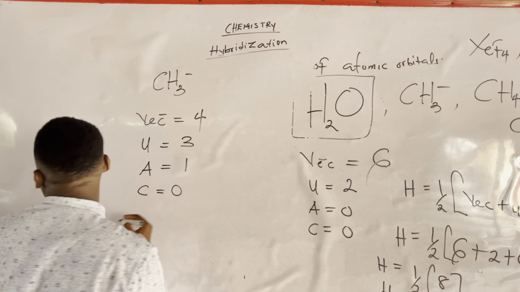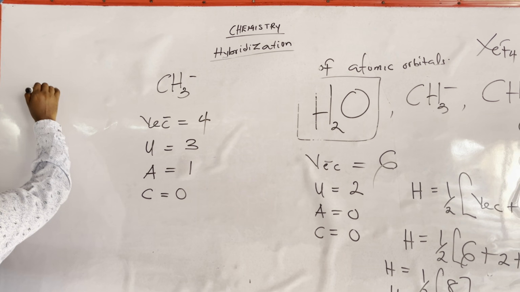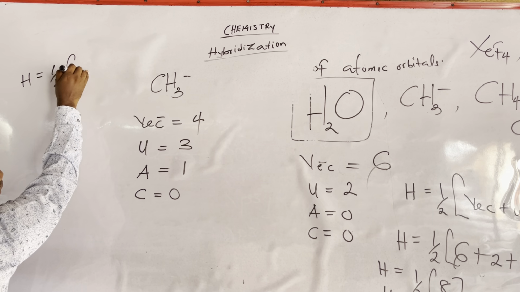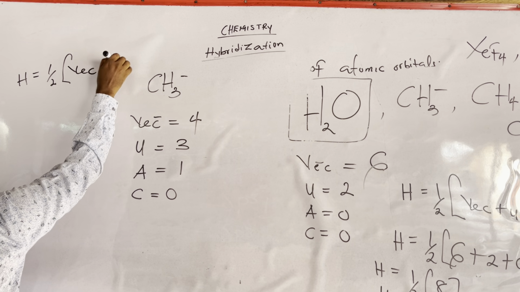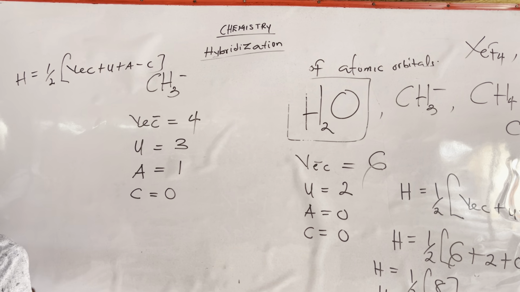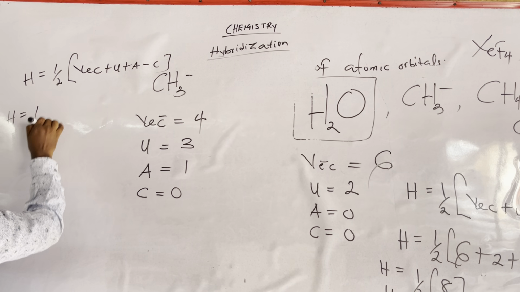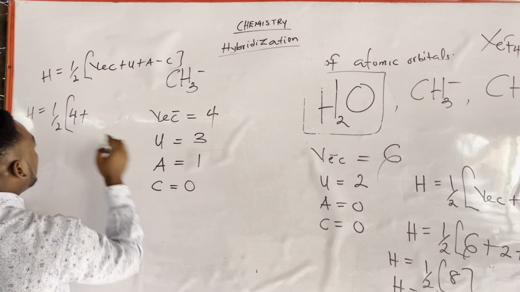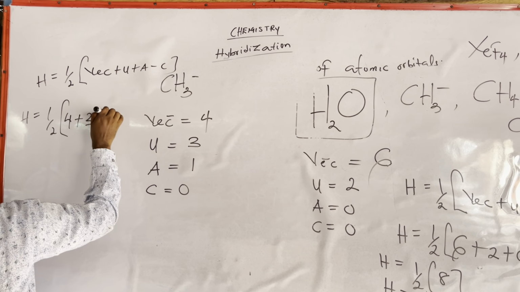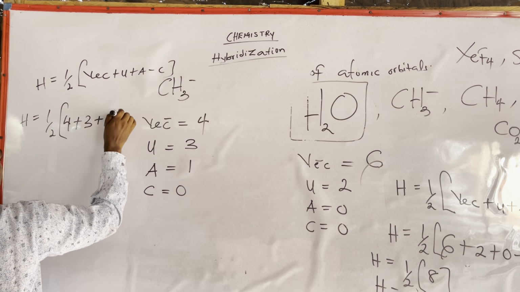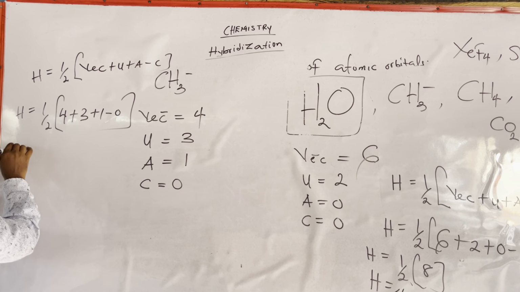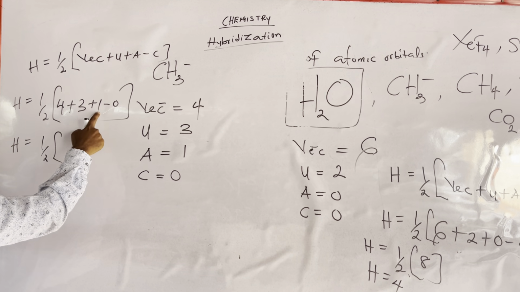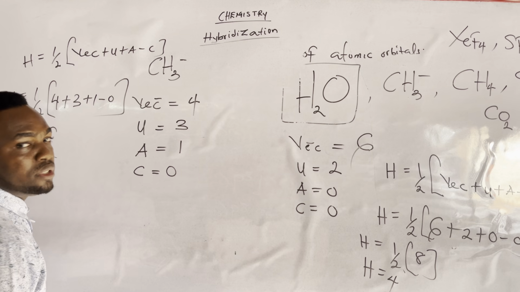Our original formula says H is equal to half into VEC plus U plus A minus C. That's our formula. So we say H will be equal to half, open bracket. What is VEC now? 4. Plus what is our U? 3. Plus what is our A? 1. Do we have cation? No, minus 0. Alright? So H will now be equal to half into, once again, 4 plus 3, that is 7, plus 1, that is 8. 8 minus 0, that's 8.